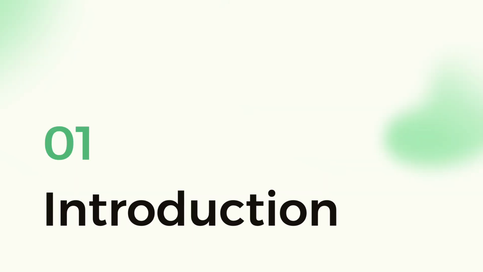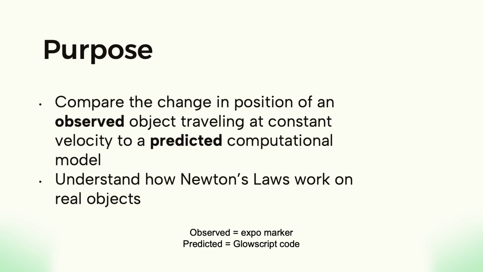So to start this experiment, what's the purpose? Mainly, we wanted to focus on comparing the change in position of an observed object traveling at constant velocity to a predicted computational model, and this helped us understand how Newton's laws work in the real world on real objects. And just to clarify, observed means that it's the expo marker, and the predicted is the Glowscript code.